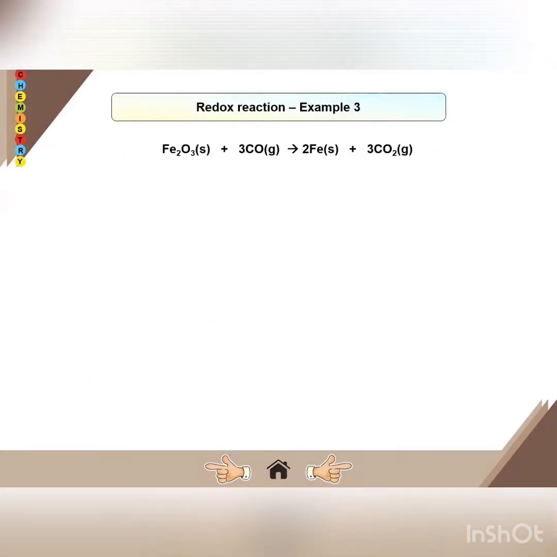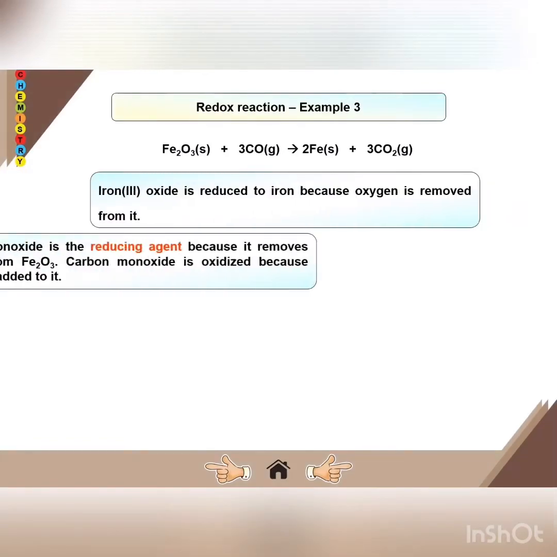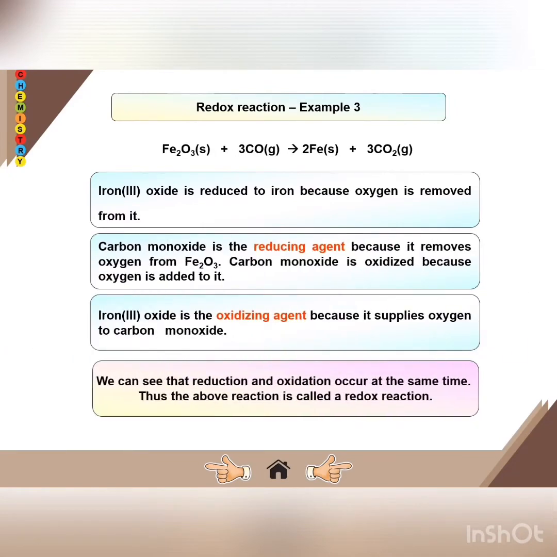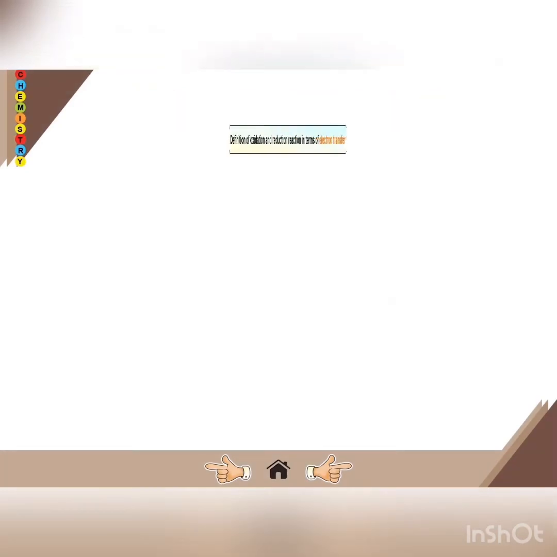Next example is similar to the first example. What I want you to see is the iron(III) oxide has lost oxygen to become iron, and the carbon monoxide gains oxygen to become carbon dioxide. So from here, you determine which undergoes oxidation, which undergoes reduction, who becomes reducing agent, who becomes oxidizing agent. So please study about this.